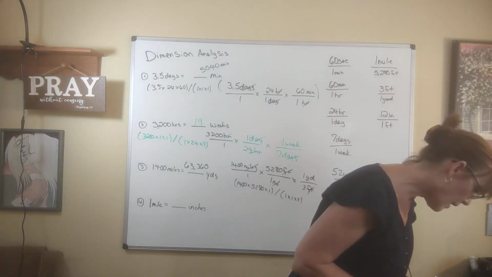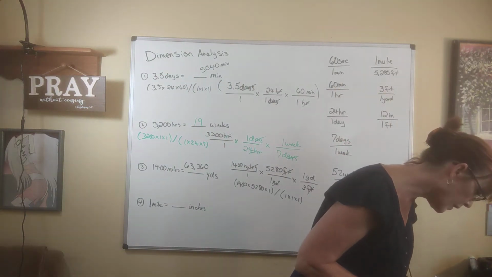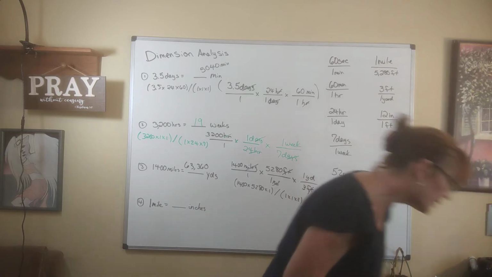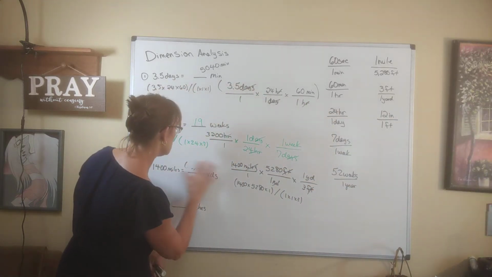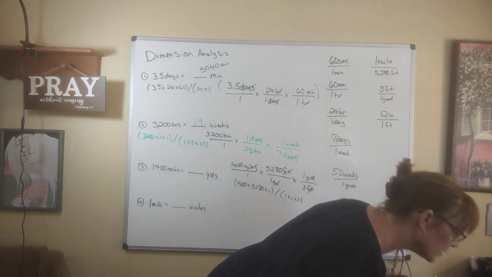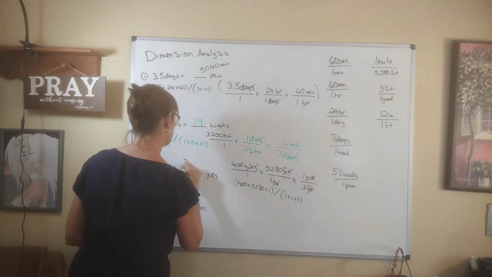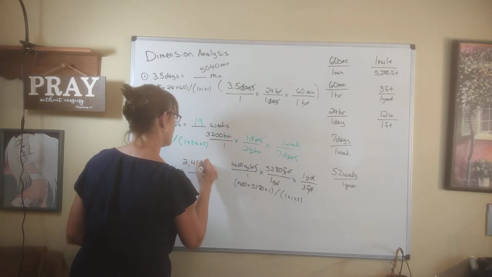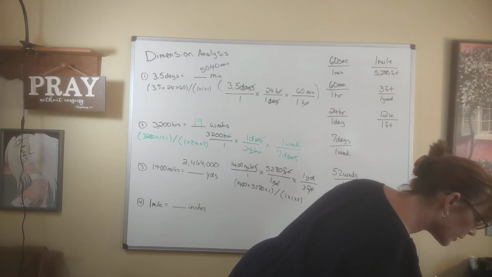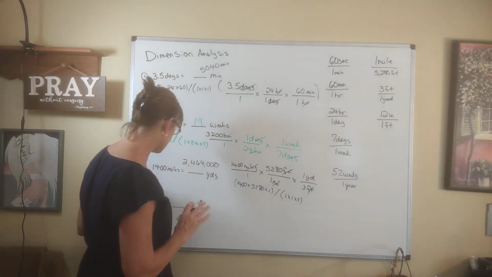Okay, how about, oh no, I wrote down the wrong answer. That's the wrong answer. It's 2 million, sorry, I was looking at the wrong space. You should get 2,464,000 yards.